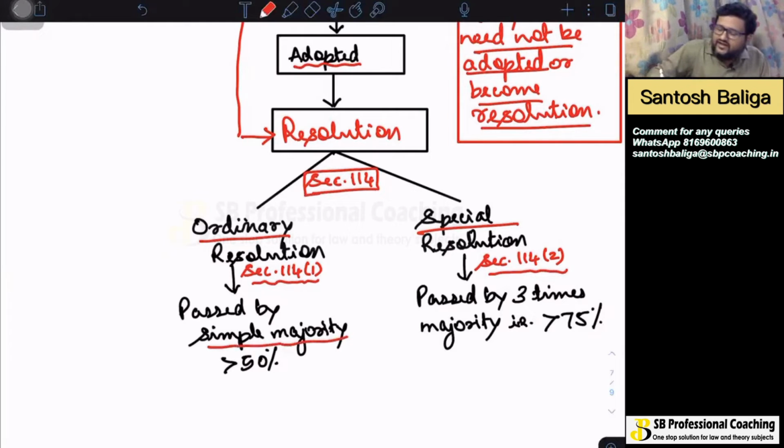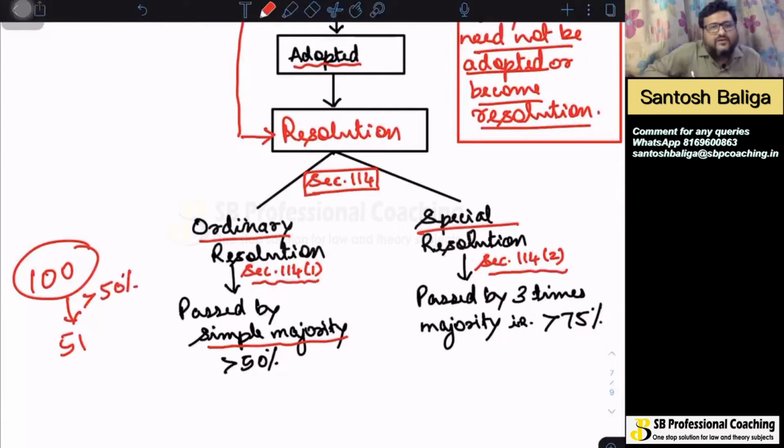That means in a company, if there are 100 members and 51 members, that is more than 50%, vote in favor, then we would say that ordinary resolution has been passed. Okay. Now, what is special resolution then? Special resolution is a resolution where the votes in favor have to be at least 3 times the votes against.